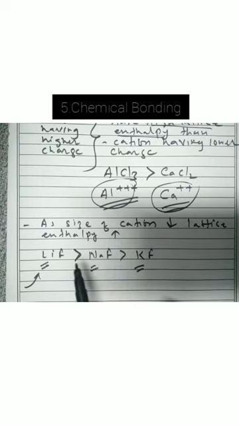And the second condition: as the size of the cation decreases, lattice enthalpy increases. If you have a cation with smaller size, the lattice enthalpy will be higher. In the case of lithium fluoride, sodium fluoride, potassium fluoride, you have the smallest cation, lithium, then the larger one sodium, then the larger one potassium. So the size of the cation is smallest in lithium fluoride, so it will have the higher lattice enthalpy. Lithium fluoride will have higher lattice enthalpy than sodium fluoride, and sodium fluoride will have higher lattice enthalpy than potassium fluoride.